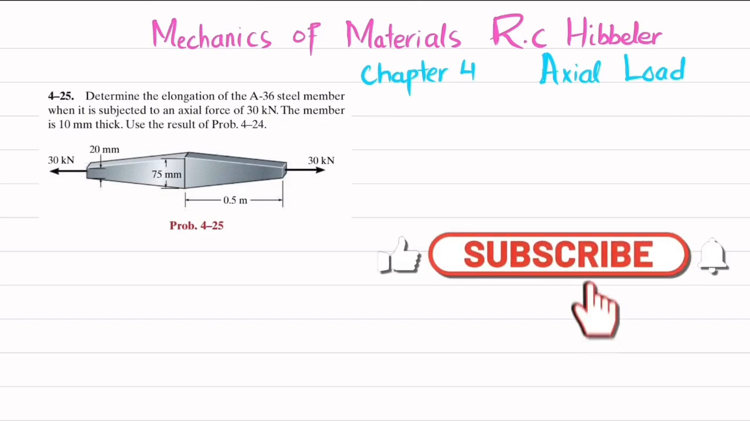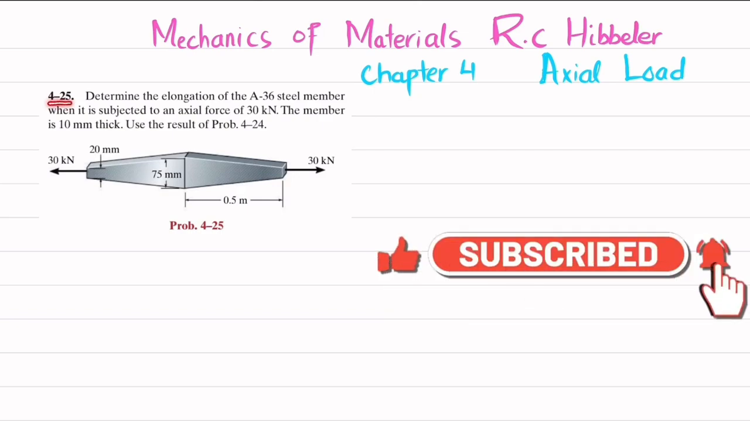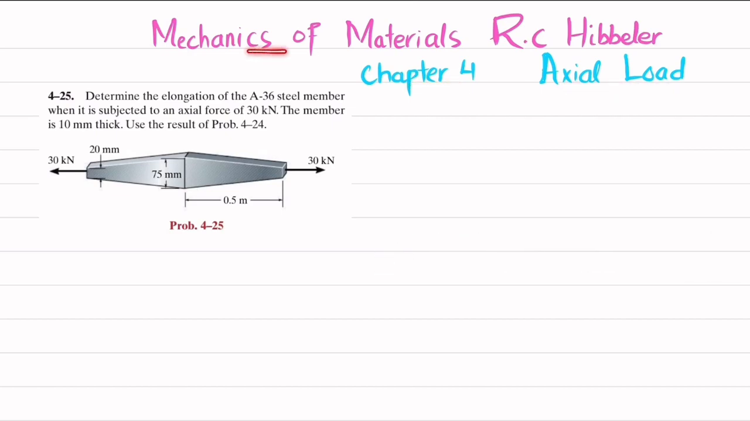Welcome back. In this video, we are going to solve problem 4-25 that is taken from chapter number 4, Axial Load, and the book name is Mechanics of Material by R.C. Hibbeler. Statement is determine the elongation of a 36 steel member when it is subjected to axial force of 30 kN. The member is 10 mm thick. Use the result of problem 4-24.